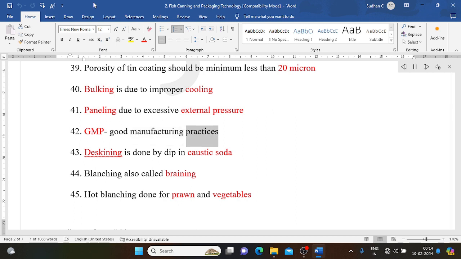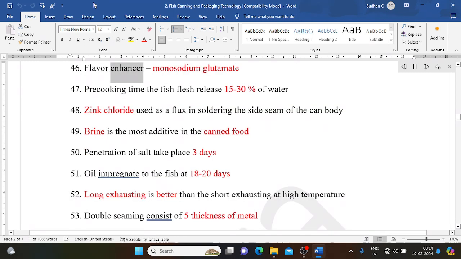GMP, good manufacturing practices. Deskinning is done by dipping in caustic soda. Blanching is also called brining. Hot blanching is done for prawn and vegetables. Flavor enhancer: monosodium glutamate. In precooking, the fish flesh releases 15 to 30% of its water. Zinc chloride is used as a flux in soldering the side seam of the can body. Brine is the most common additive in canned food. Penetration of salt takes place in 3 days. Oil impregnates the fish in 18 to 20 days.